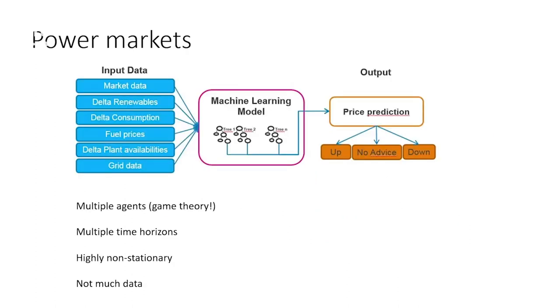Okay. So in power markets, you can try to do price prediction. You can think about how it would relate to game theory. You can think about multiple time horizons. Of course, markets are highly non-stationary. The markets change all the time. They're cyclical because of wind patterns and solar patterns, but also because of gas prices. And perhaps most importantly, there is not much data. And that's a point which people don't realize, how little data you have for markets.